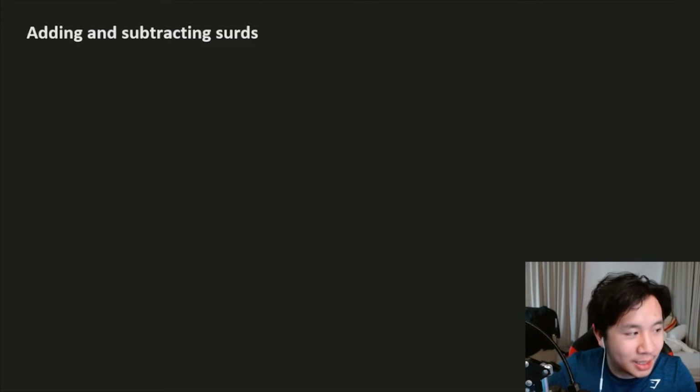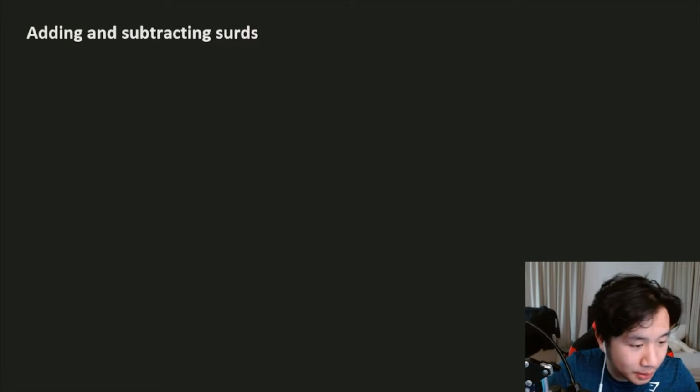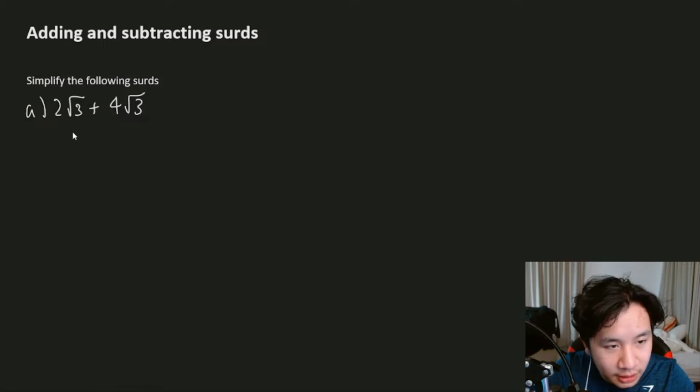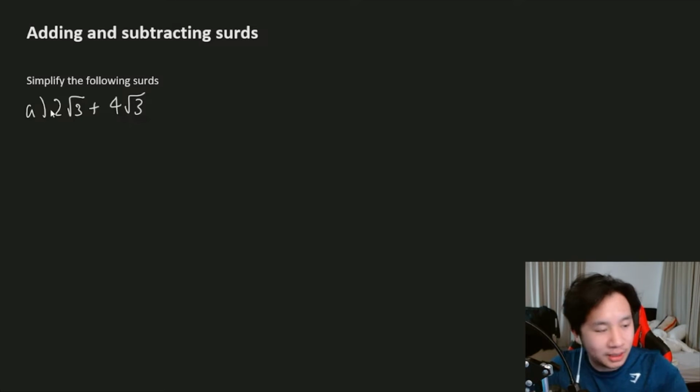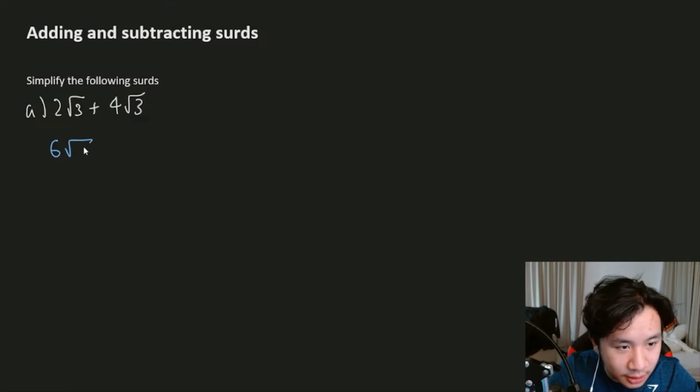All right, let's talk about adding and subtracting surds. It's kind of like algebra in a sense, but just with surds. So here I'll ask to simplify 2 square root 3 plus 4 square root 3. All you want to do is, because they're like surds, they have the same surd, square root 3, you can just add them together. So 2 plus 4 is just 6, and then you just write root 3.